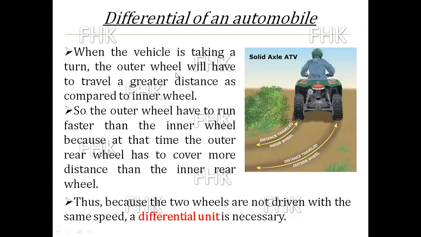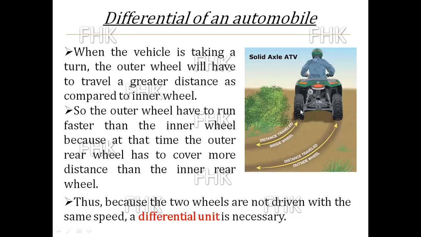When the vehicle is taking a turn, the outer wheel will have to travel a greater distance as compared to the inner wheel. That is the requirement while taking the turn by the vehicle. So the outer wheel has to run faster than the inner wheel, because at that time the outer back wheel has to cover more distance than the inner back wheel.